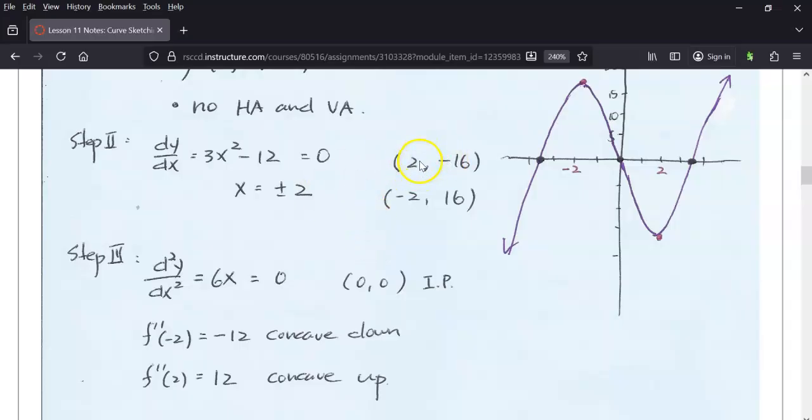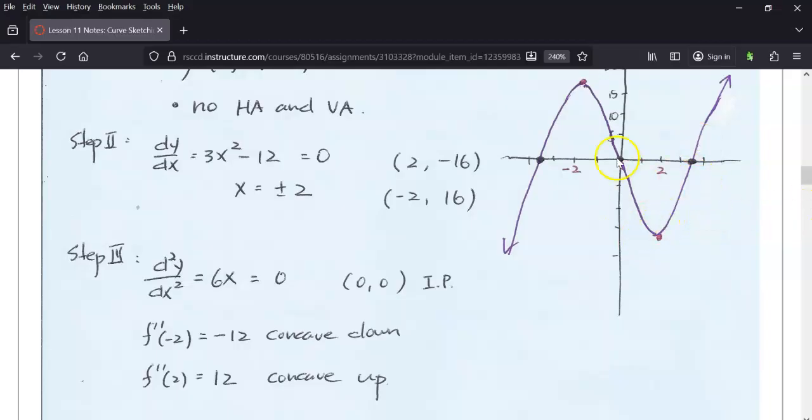Then the vice versa is true. If you want to test out 2 at this point, how do you know it's a maximum or minimum? If you take 2, plug it into the second derivative, you'll find out it's a positive number. Positive means what? At 2, you can expect a concave up. Well, concave up translates into a minimum point.